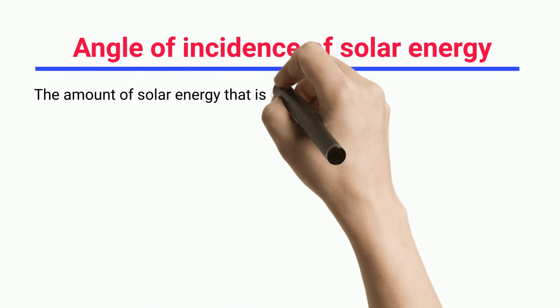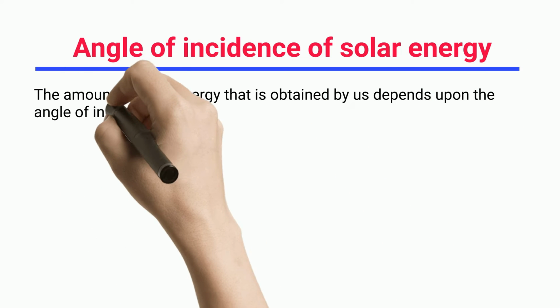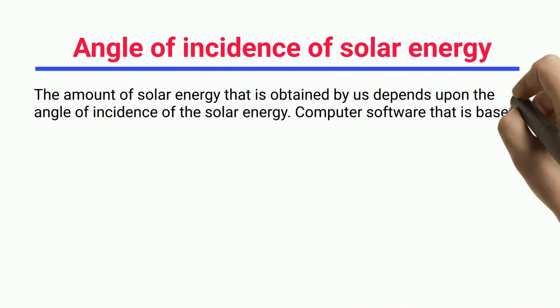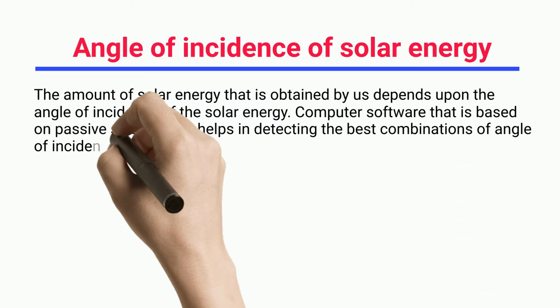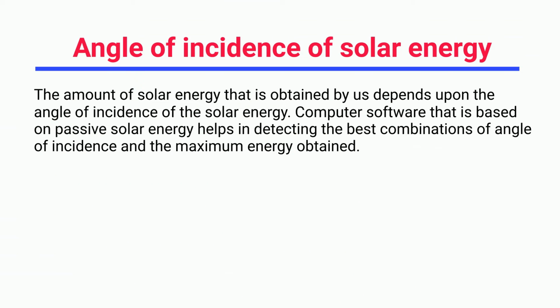Angle of incidence of solar energy. The amount of solar energy that is obtained by us depends upon the angle of incidence of the solar energy. Computer software that is based on passive solar energy helps in detecting the best combinations of angle of incidence and the maximum energy obtained.